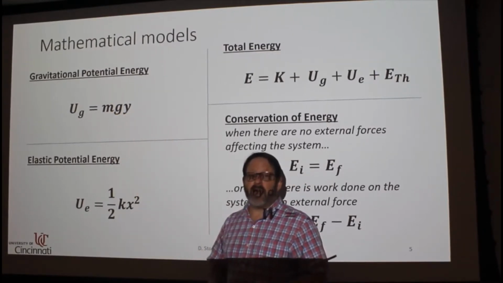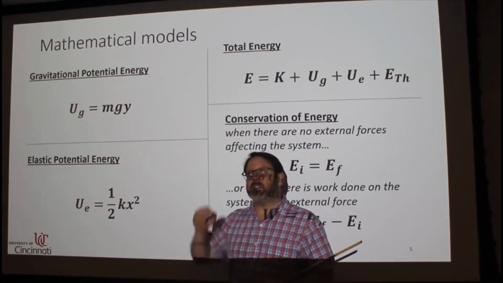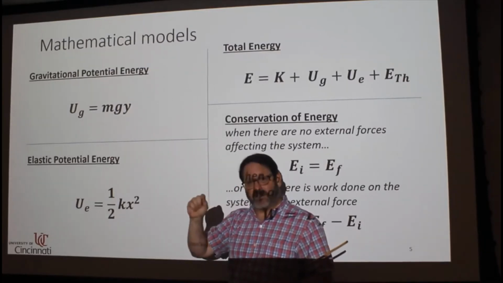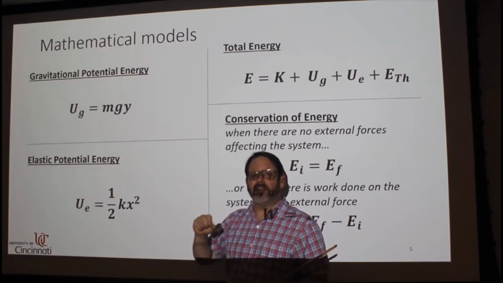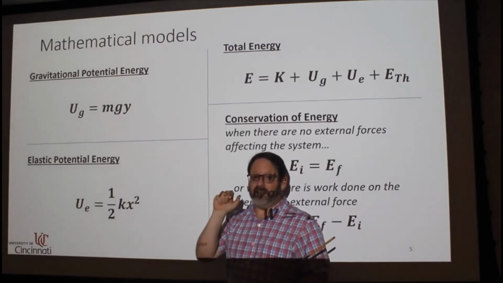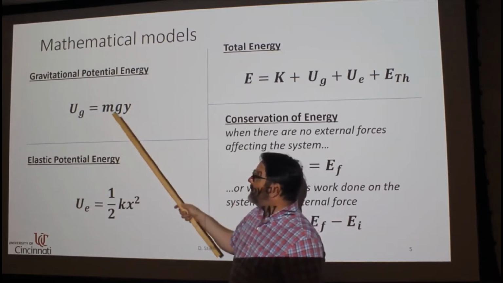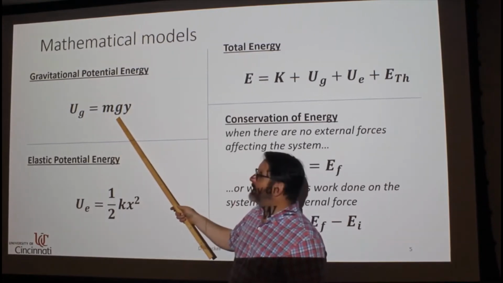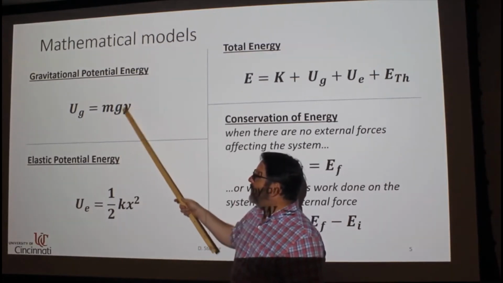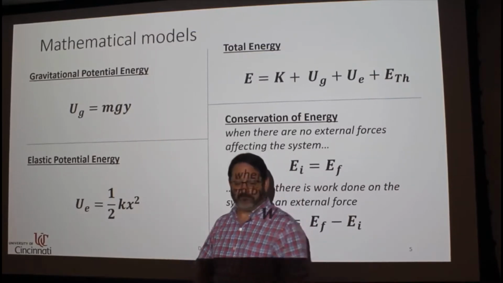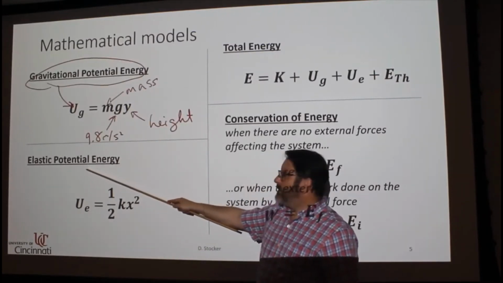Often when we're doing kinematics, we use an acceleration in the y direction of minus 9.8 meters per second squared. That's minus g. g itself is always a positive number. So this is a mass times 9.8 meters per second squared times y, the height. Then we have elastic potential energy.